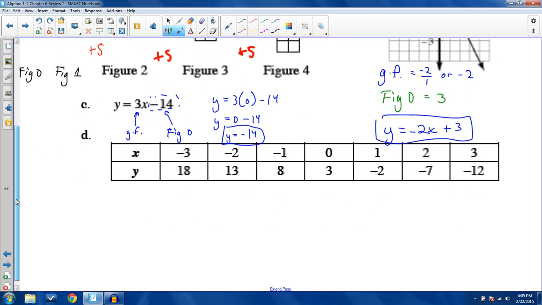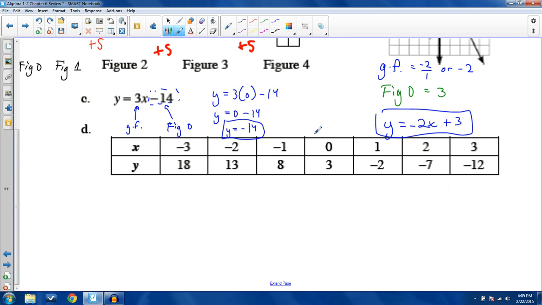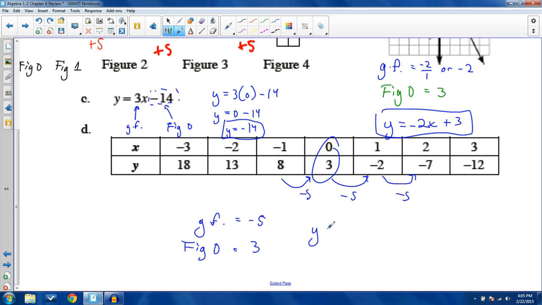Okay, and finally D, same idea here. As x goes up 1 each time, we're trying to see how much y goes up, or in this case down. Looks like each time we are subtracting 5 as we go along. So that will be your growth factor. Your growth factor is negative 5. Your figure 0 is the value of y when x equals 0, y equals 3. So your equation in this one is y equals negative 5x plus 3.